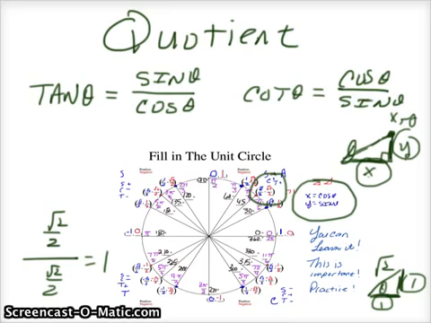So again, quotient identities. This is what you need to know, and these two identities are the quotient identities.